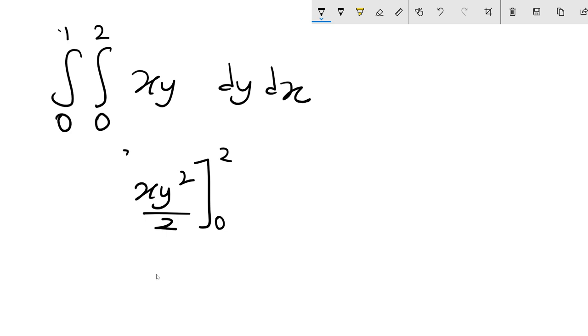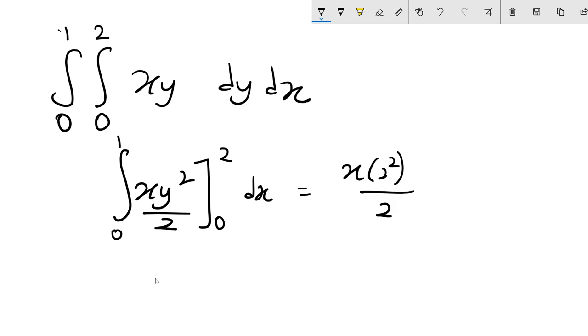Don't forget to write the limit for x, since this one is not completed yet. From here we substitute the values of y. We get x times 2 squared divided by 2, minus 0. Don't forget that this is still not completed, so make sure you write the integral for x. So we get 2x.